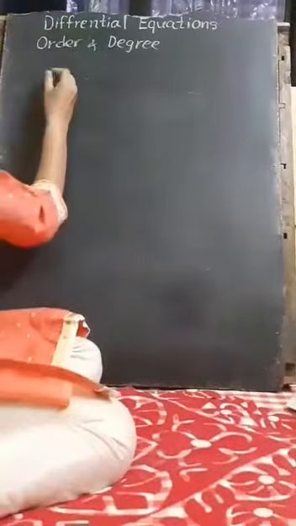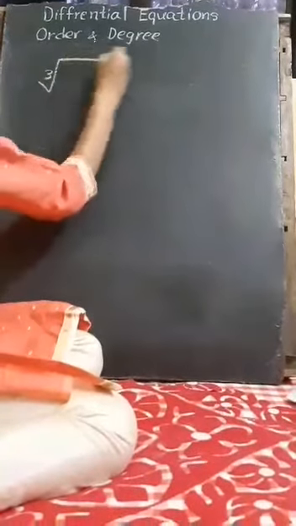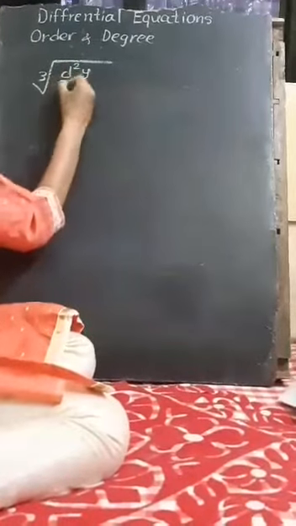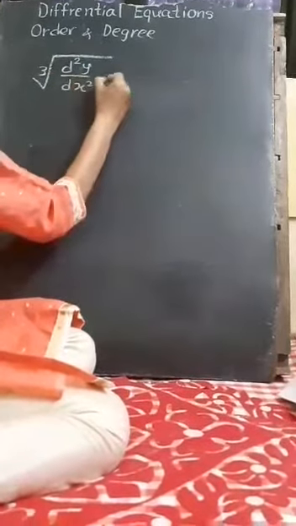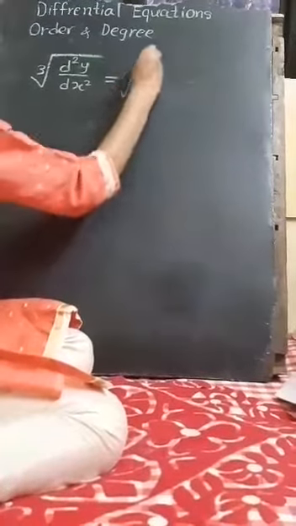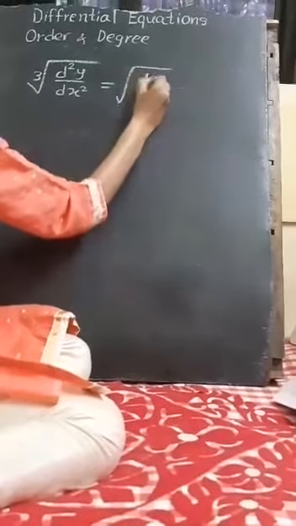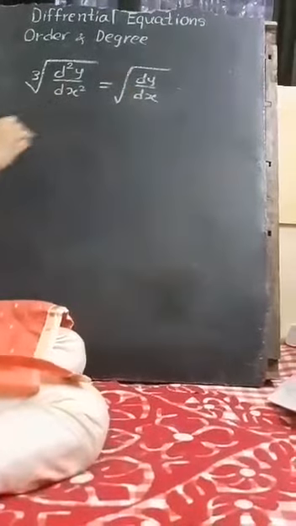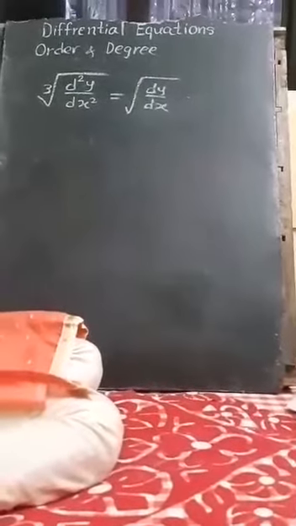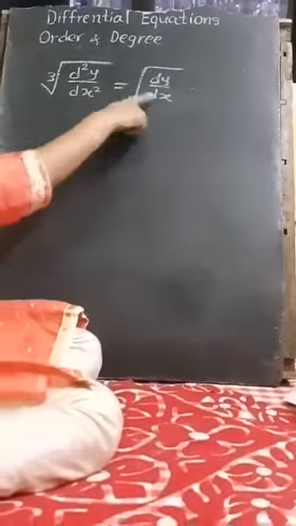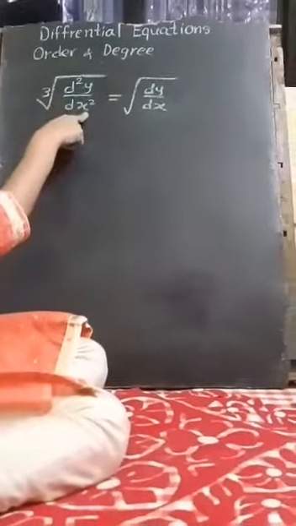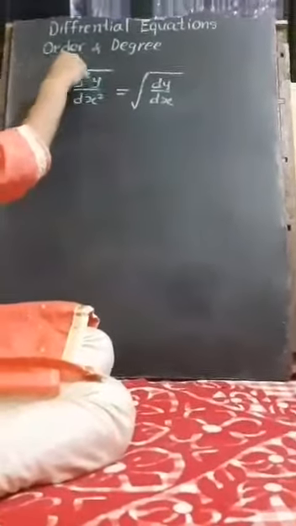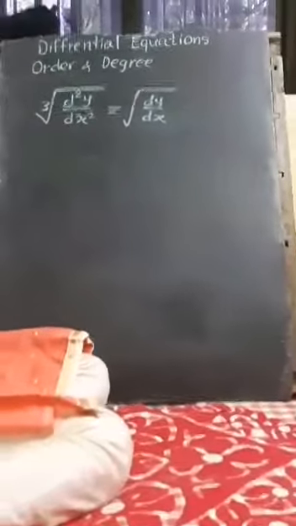Suppose you are having cube root of d square y by dx square is equal to square root of dy by dx. Suppose the sum is like this. Then what derivatives are present? dy by dx and d square y by dx square. So what is the order? Order is 2. That everyone can find easily.